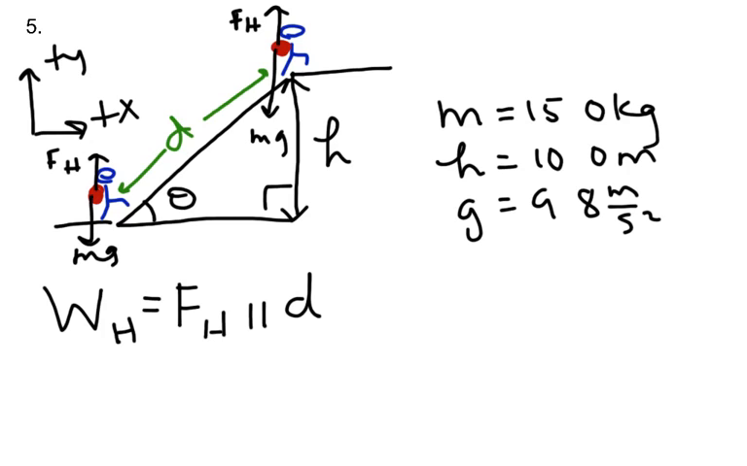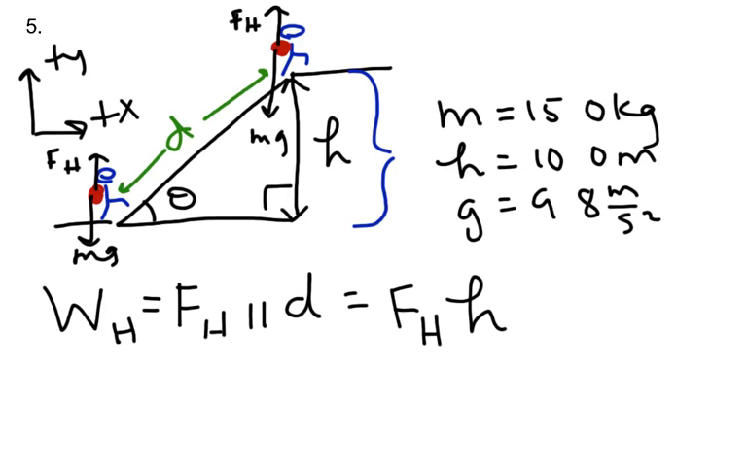We're interested in the force of the hiker. You also notice I'm interested in the parallel displacement. Although the person is walking along this incline, I'm really only interested in this height distance here, because it is this distance that is parallel to the force of the hiker. So the work ends up being the force of the hiker multiplied by the height, because it's parallel to the force of the hiker. Now what is the force of the hiker?